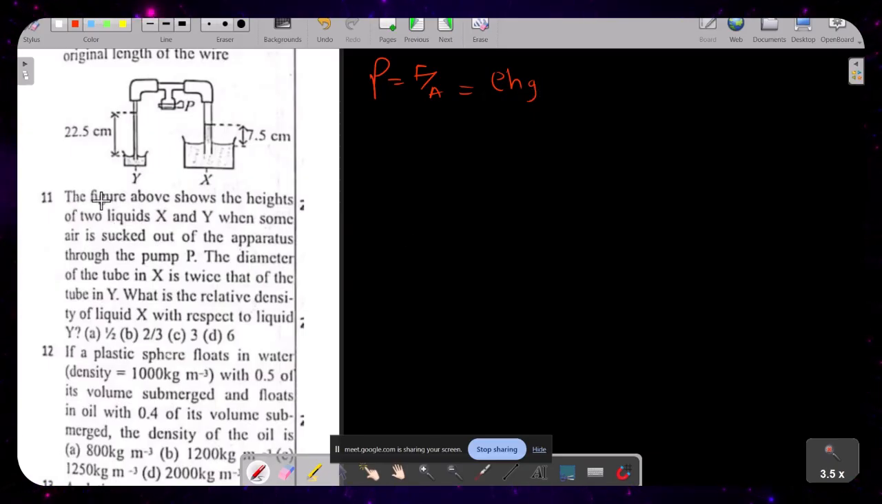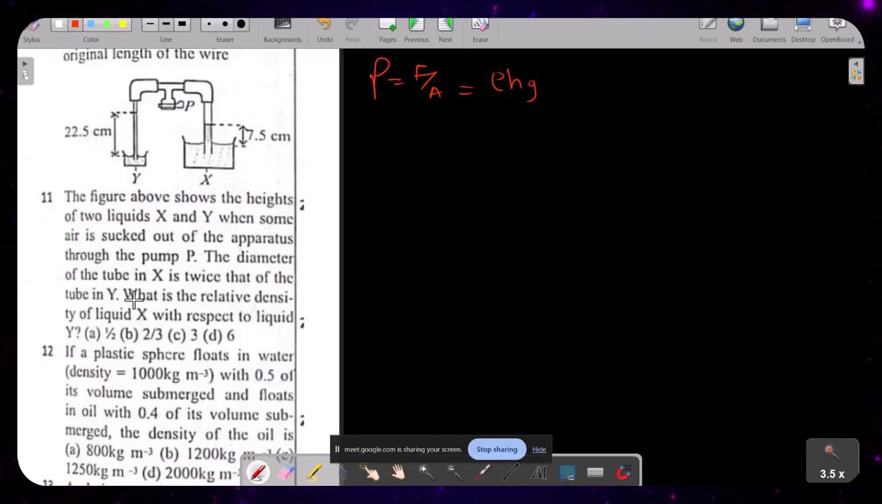The question says the figure above shows the heights of two liquids X and Y. When some air is sucked out of the apparatus through pump P, we use the same pressure for both X and Y. The diameter of tube X is twice that of tube Y. What is the relative density?